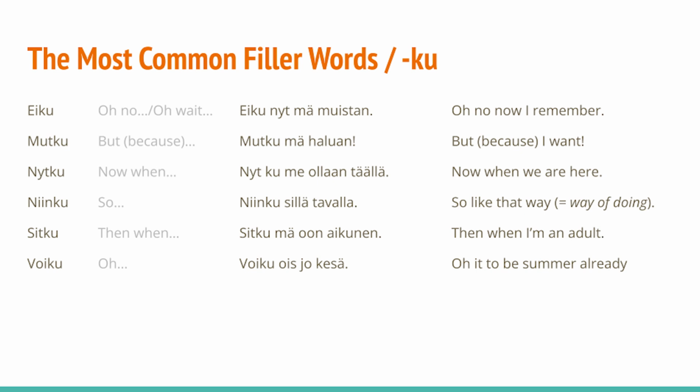Eiku. Eiku, nyt mä muistan. Oh, now I remember. Mutku. Mutku mä haluan. Because I want. Nytku. Nytku me ollaan täällä. Now that we are here. Niinku. Niinku sillä tavalla. So like that way. Sitku. Sitku mä oon aikuinen. Then when I'm an adult. Voiku. Voiku ois jo kesä. Oh, if only it were summer already.